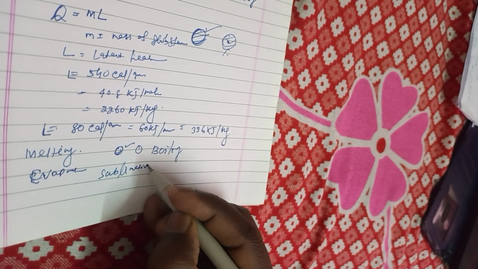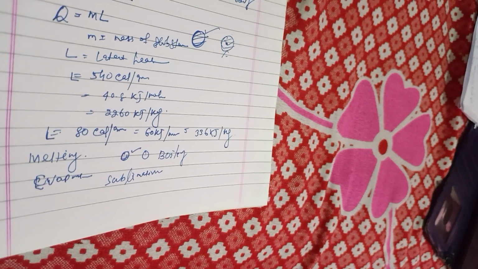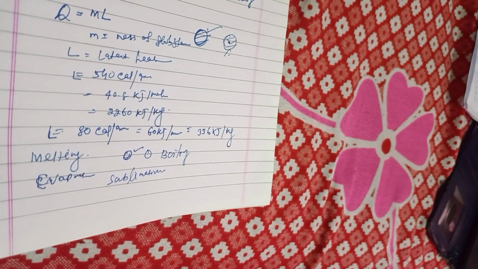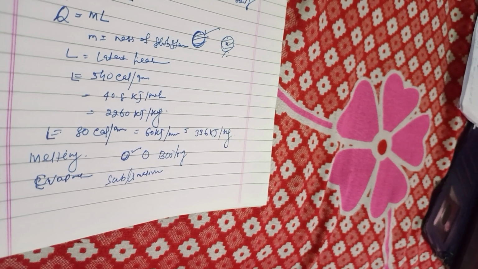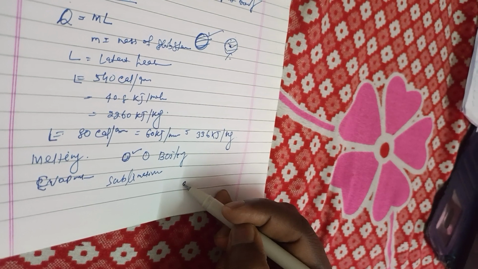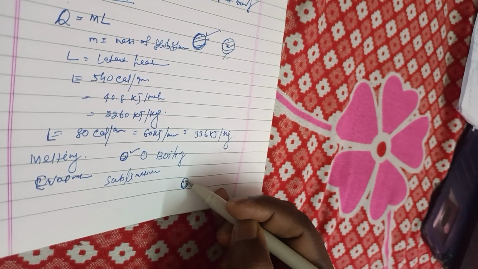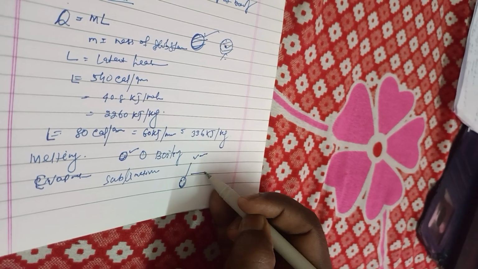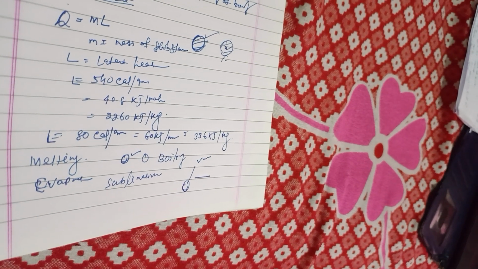Sublimation. The conversion of solid into vapor state is called sublimation. There is no intermediate state, solid goes directly to vapor, no liquid. That is called sublimation.